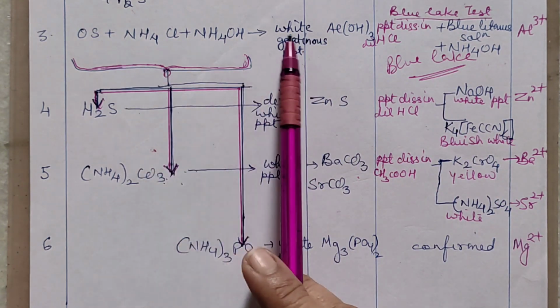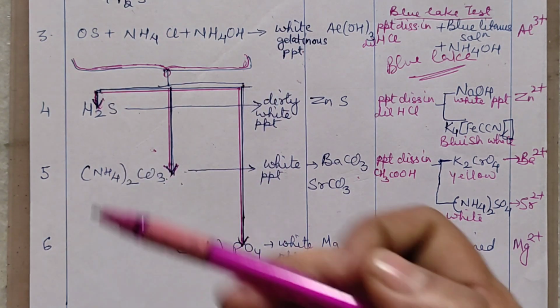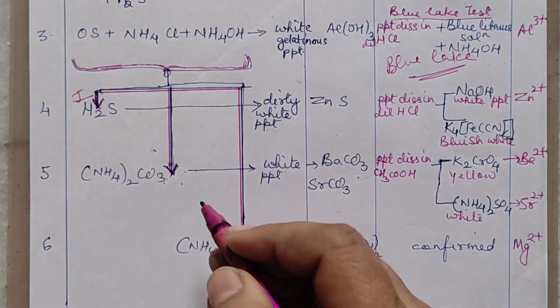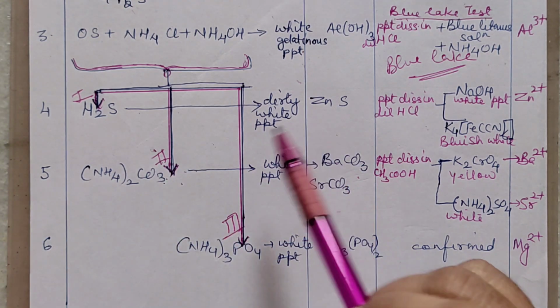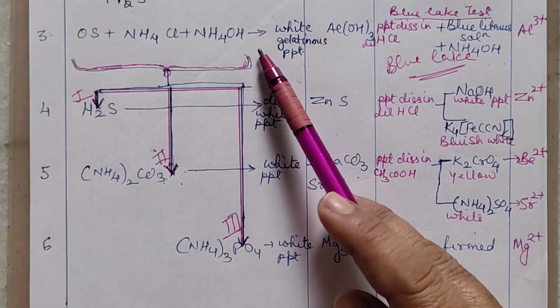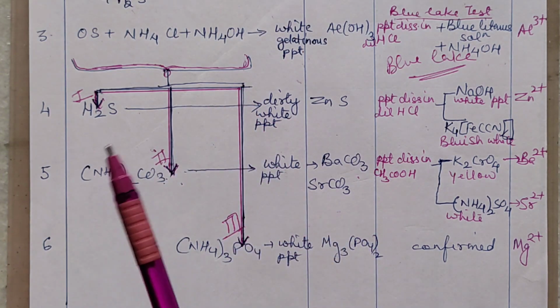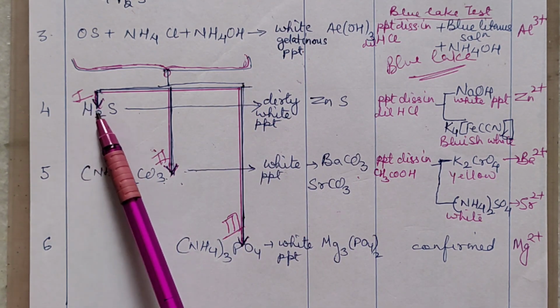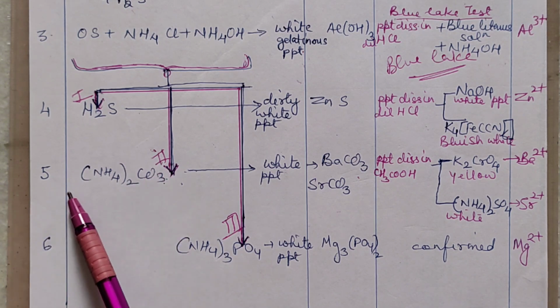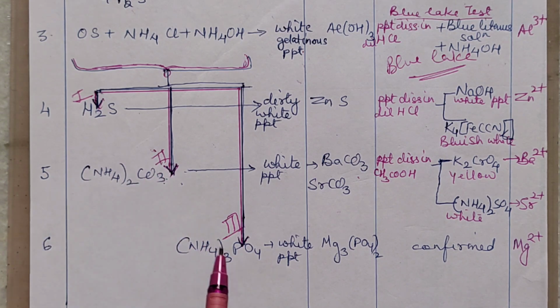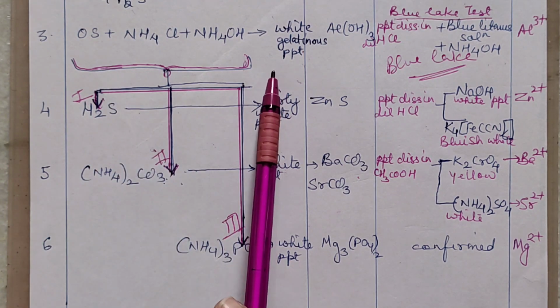Then that solution you will divide into 3 parts. This is the first part, this is the second part, this is the third part. With OS, ammonium chloride, ammonium hydroxide, you divide into 3 parts. In the first part, you will test for group 4. In the second part, you will test for group 5. In the third part, you will test for group 6. Okay, so this part was common.